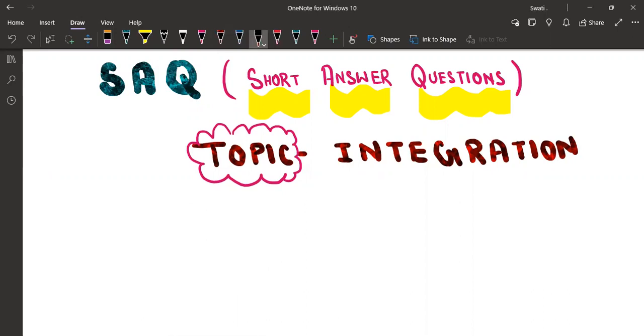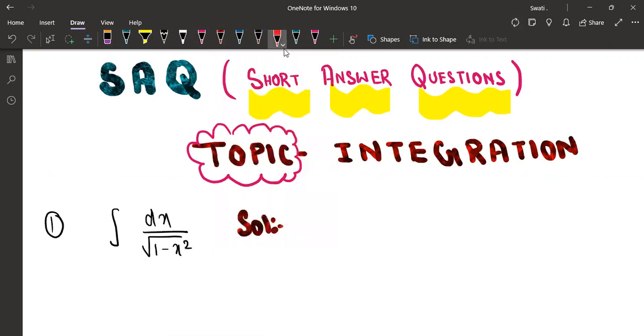Okay, so let's get started with the first question. The first question is, evaluate the integral of dx upon root over 1 minus x squared. We have to solve this. Now, this is a very simple question. This is actually a formula-based question where we can directly use the formula and we will get the answer. So let's see how to solve this.